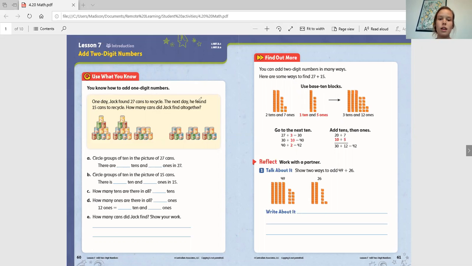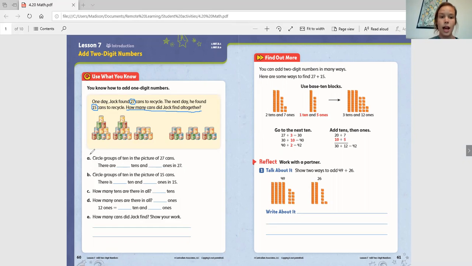Let's look at the problem with our cans on it. One day, Jack found 27 cans to recycle. The next day, he found 15 cans to recycle. How many cans did Jack find altogether? Knowing our word problem clues and strategies, we're going to circle our numbers just so we don't forget them, and then underline our question. But before we get to our question, we're going to look at the place value of these different amounts.